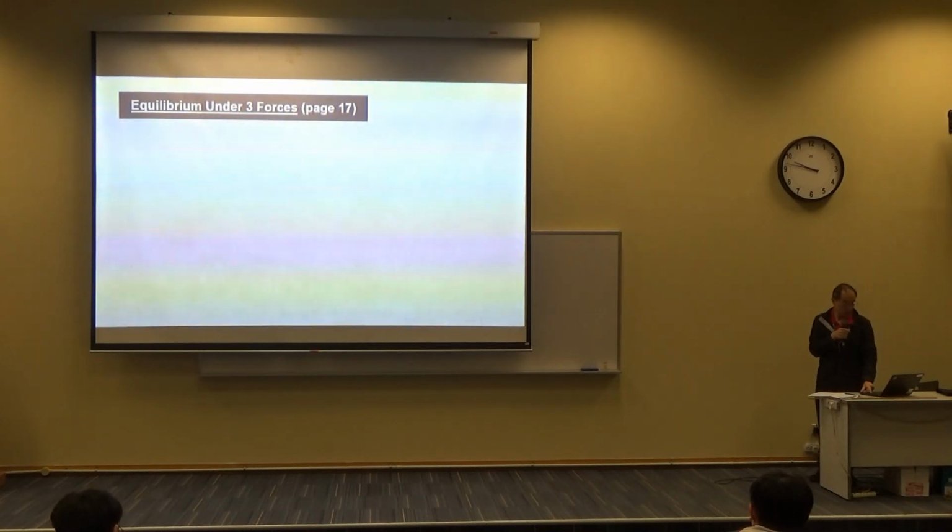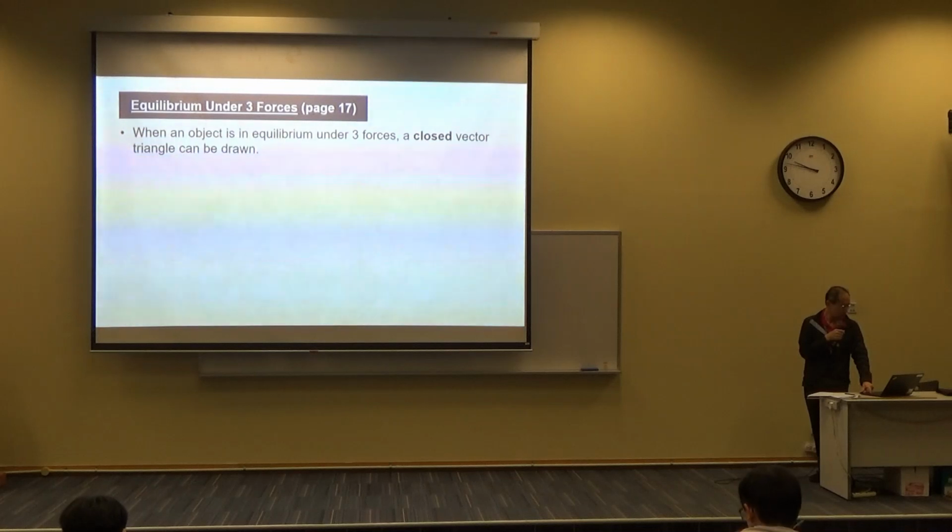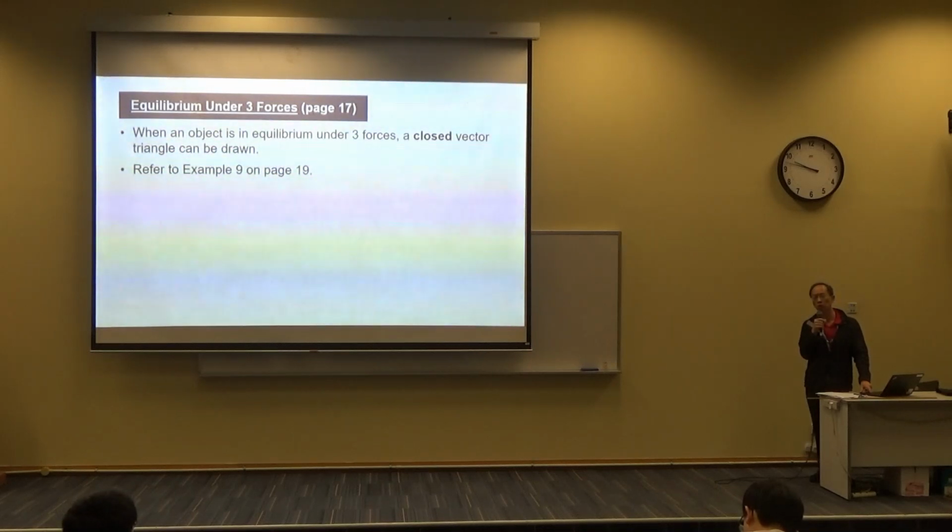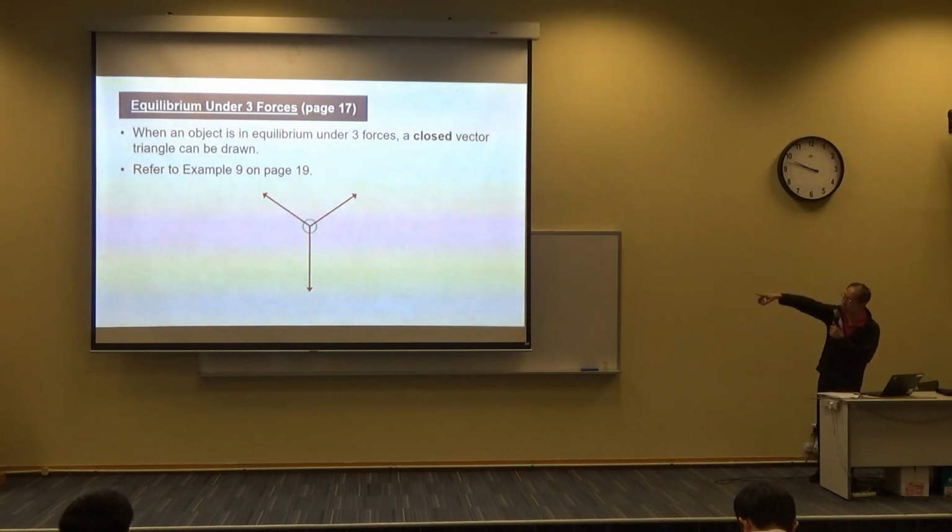Now let's talk about equilibrium under three forces. Three is a very nice number for force because then you can analyze it quite easily. Now, if there are three forces and you know that the object is in equilibrium, you can then draw a closed vector triangle. Now, this is found in example 9 of your notes. But I think I briefly just drew this.